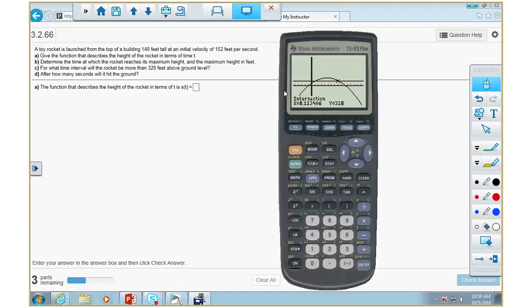And now what's it asking for? When does it hit the ground? Second function, what? 0. Left bound is above the x-axis. Right bound is below the x-axis. Guess, right at the x-axis. And there is 10.39 seconds.